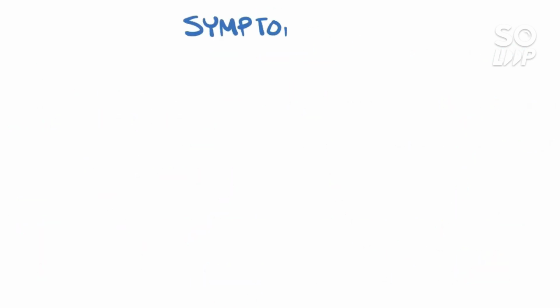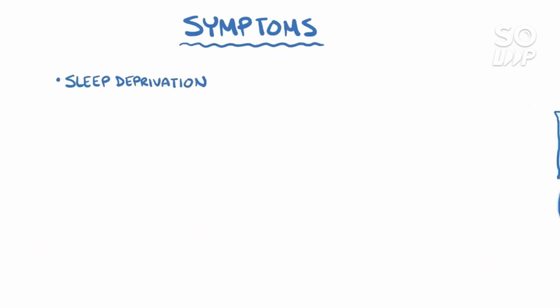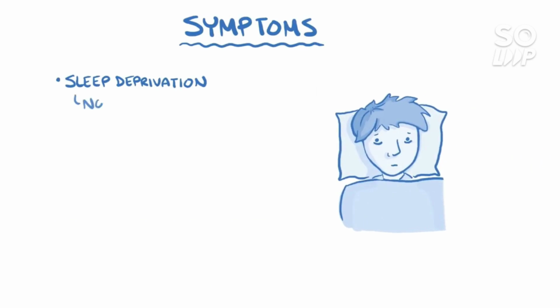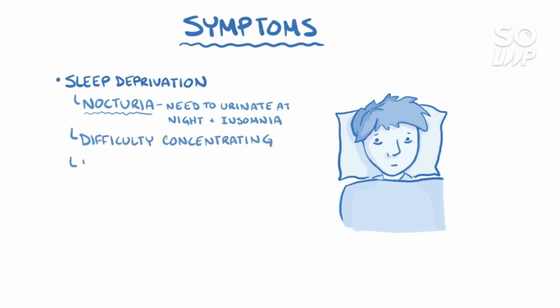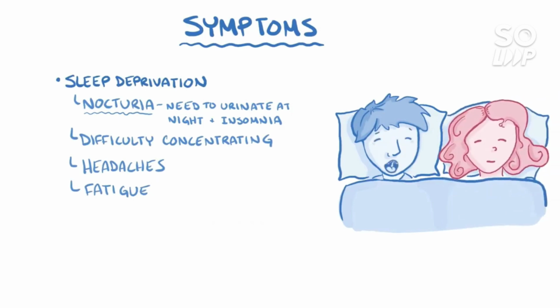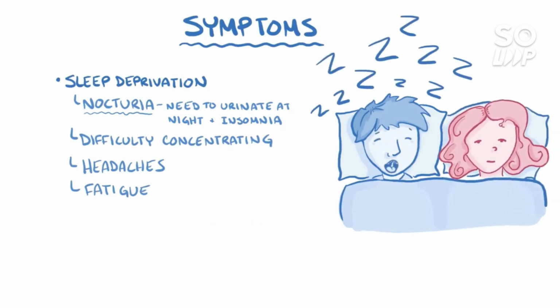The most common symptom of sleep apnea is severe sleep deprivation. Interrupted sleep can cause nocturia, the excessive need to urinate during the night, and stress-induced insomnia. The effects are also apparent during the day, because the loss of restful sleep leads to difficulty concentrating, headaches, and fatigue. Apneic episodes are usually preceded by loud snoring, which can interrupt the sleep of other people as well.